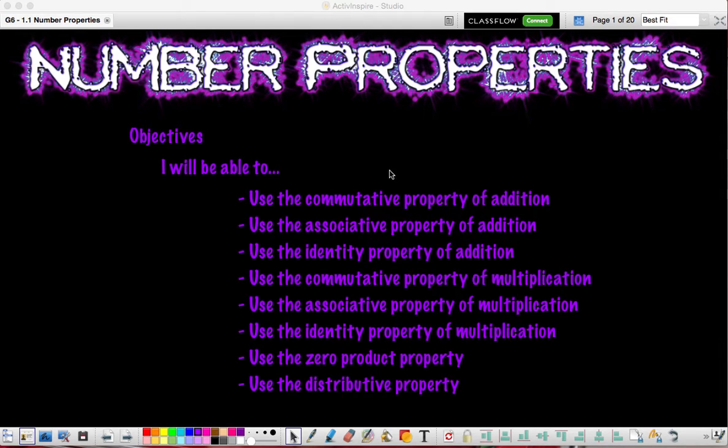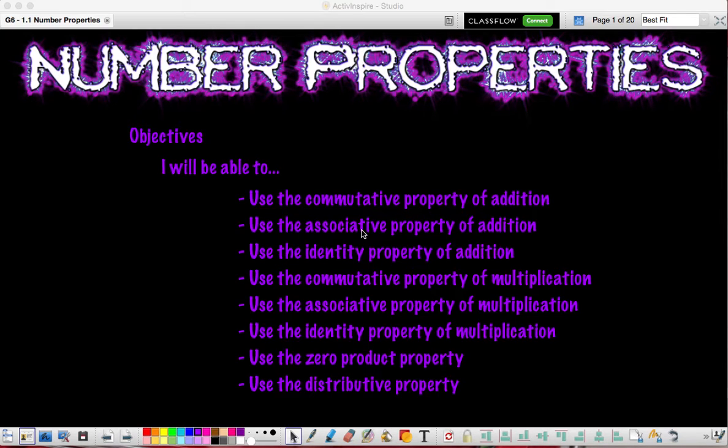Welcome to Unit 1, Lesson 1, Number Properties. Today we're going to talk about how to use the commutative property of addition, the associative property of addition, the identity property of addition, the commutative property of multiplication, the associative property of multiplication, the identity property of multiplication, the zero product property, and the distributive property.